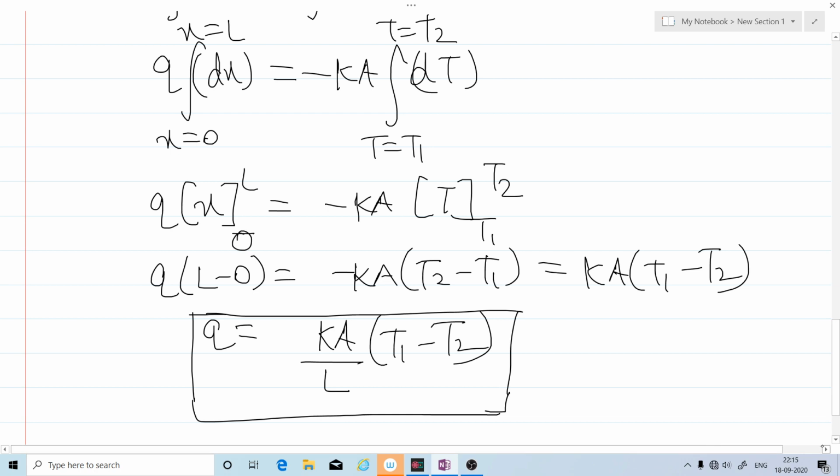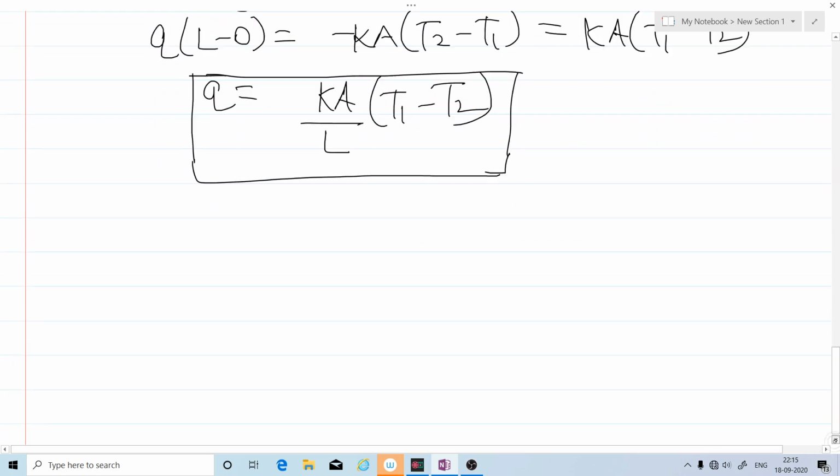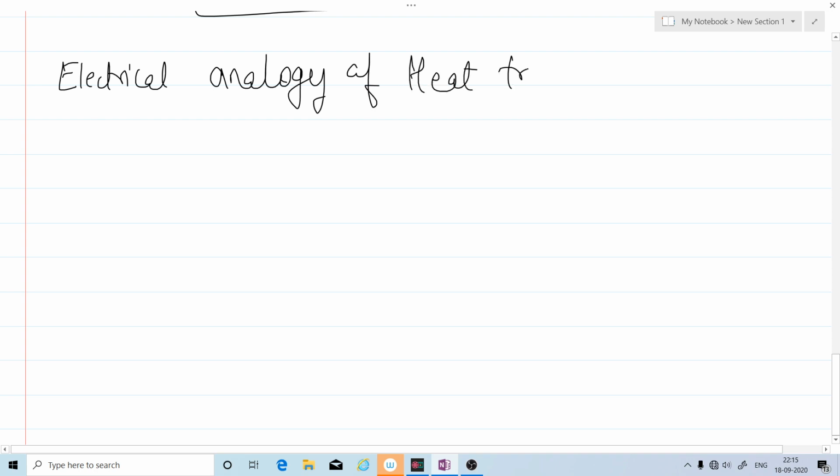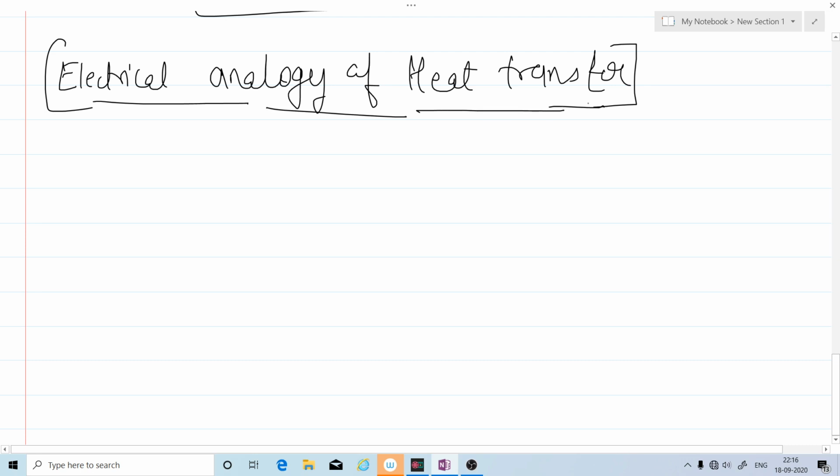Now move on to the next topic. There is one important topic connected with heat transfer through a rectangular slab, which is electrical analogy of heat transfer. This is our new topic, and we can call it a subtopic inside the heat transfer through a rectangular slab.